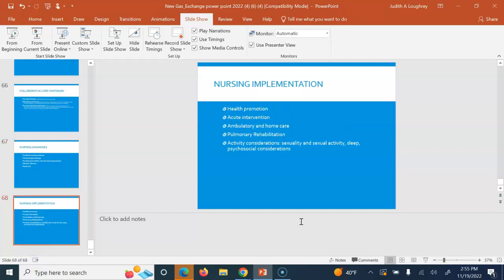Some nursing implementations: we want to promote health. We want to utilize acute interventions. We want to make sure that they're ambulatory and that they have some home care. Pulmonary rehab is really important to help them learn breathing techniques in order to do activities of daily living, and also activity considerations. Their sexuality and sexual activity can be impeded, and that is an important part, especially for a young adult who may have COPD. Sleep patterns are disturbed, and there are a lot of psychosocial considerations that you want to take into account when you are taking care of a person with COPD.